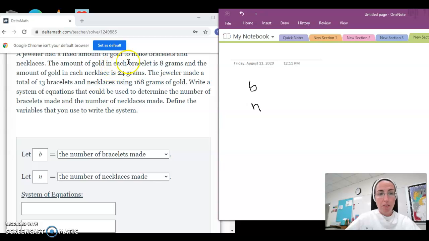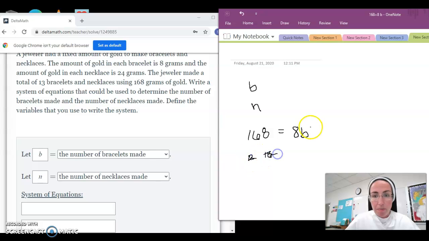So what do we know? The amount of gold in each bracelet is 8 grams. So if he uses a total of 168 grams of gold, 8 of those grams come from a bracelet. So for every bracelet he makes, it's 8 times more. So 8B will represent the amount of gold that came from bracelets. So for example, if he made 2 bracelets, then he used 16 grams of gold. 8 times 2 is 16. So that works. Okay, so that's from the bracelets.